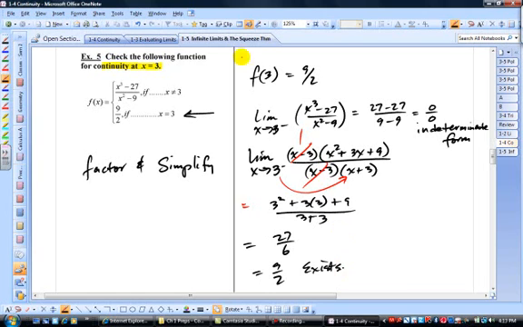And notice that it's the same as f of c here, or f of 3, which is also 9/2. So the limit of the function as x approaches 3 equals f of 3. We fill the hole there, and because of that, it's continuous at 3. Okay, continuous at x equals 3.